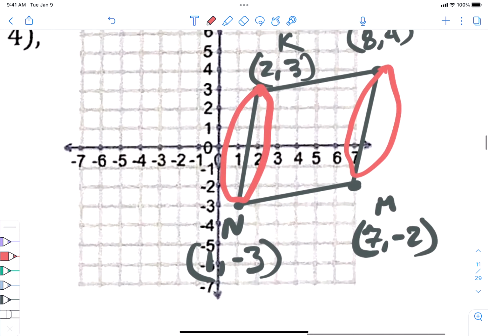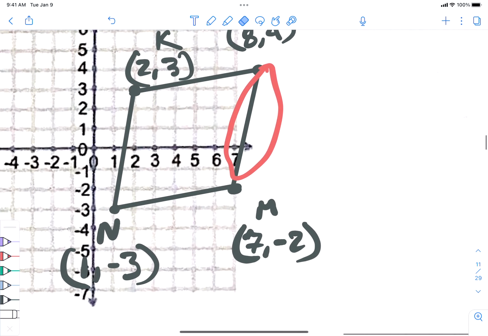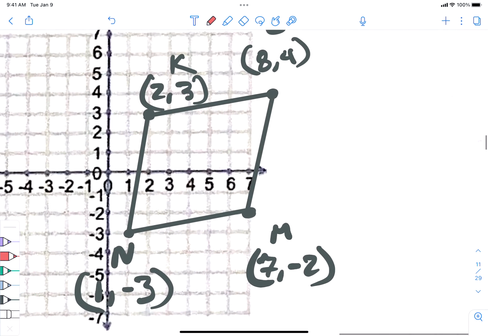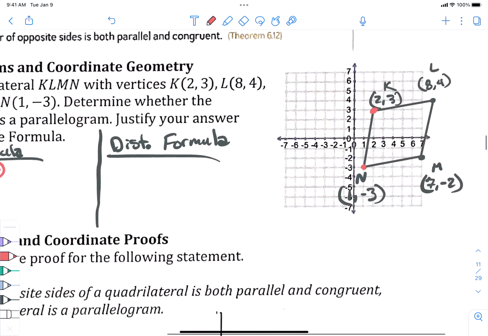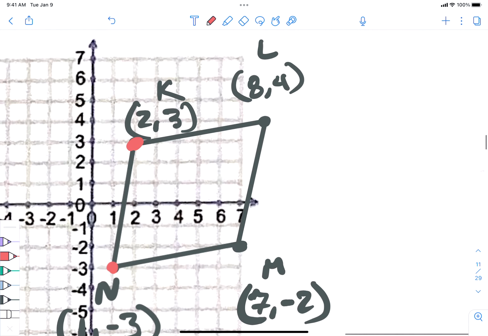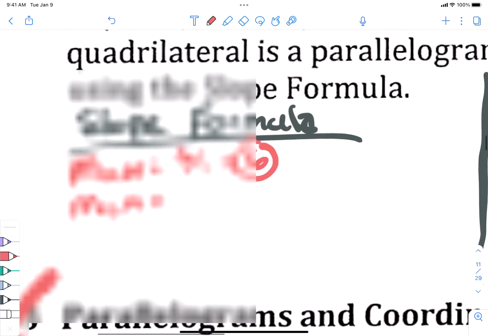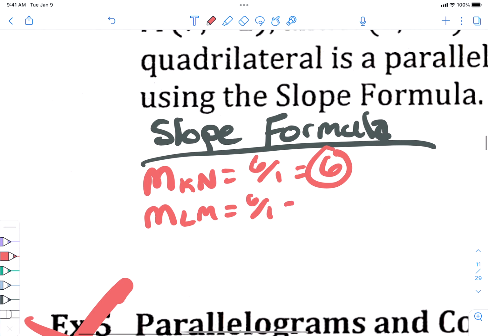So let's go from K to N, or from N to K. How much is it rising and how much is it running? Over 1, up 6. So this guy would have a slope of 6 over 1, or just 6, right? Now let's go from L to M, or really from M to L. Is it also going up 6 over 1? Over 1, up 6. Yep. 1, 2, 3, 4, 5, 6. So this guy has a slope of 6 also.